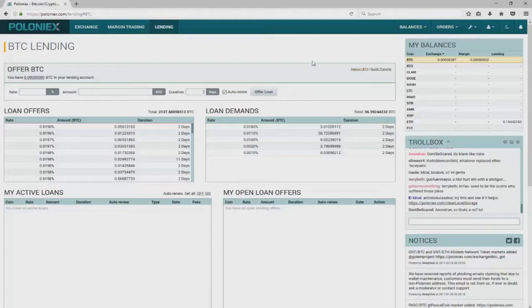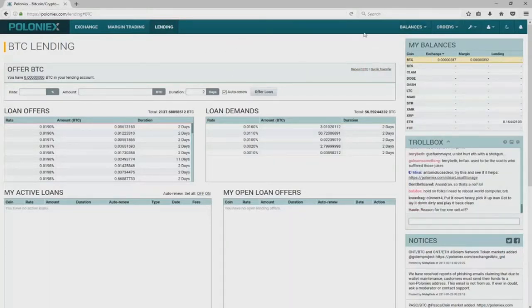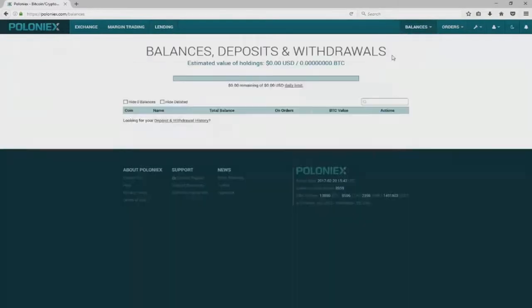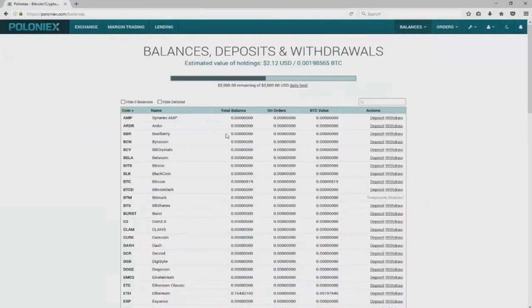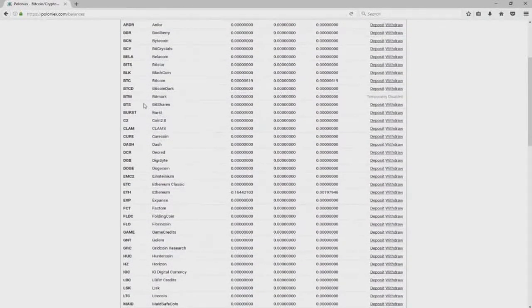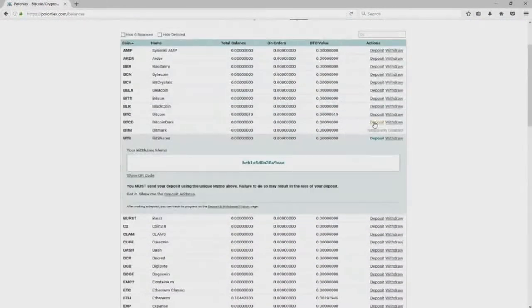And you can go here. So now that you know the three elements of this exchange, you can look at deposits and withdrawals. So this will show you everything you have, and you can basically deposit any coin you want. So if you wanted to deposit BitShares, for example, it'll generate a code. If I want to withdraw, then same thing.